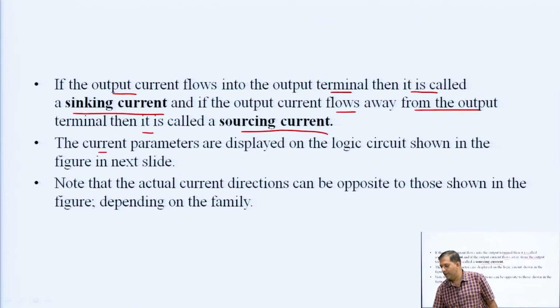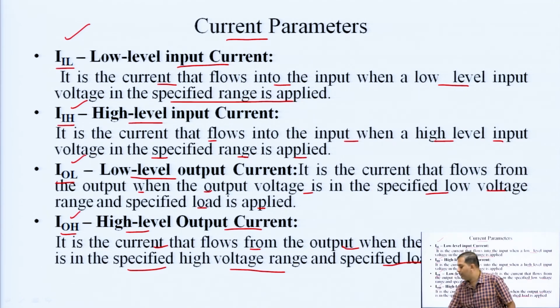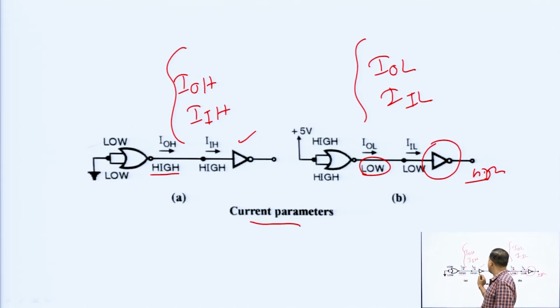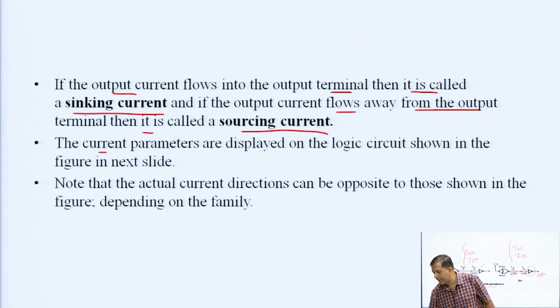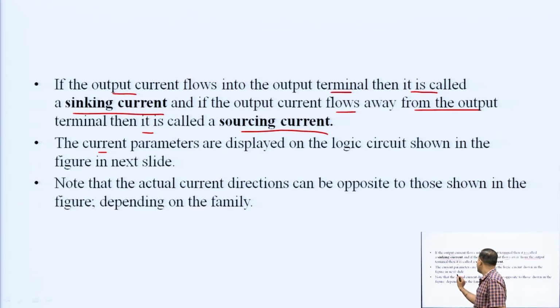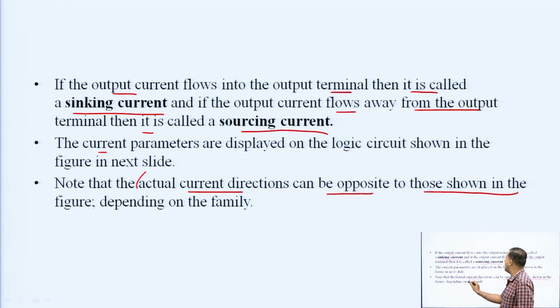Next, here one thing you have to notice is the direction of flow, that arrow you have to check. The actual current direction can be opposite to those shown in the figure depending on the family. So, we have different types of logic families like TTL, DTL, RTL, ECL, CMOS logic. For different logic, the direction of current will be different. So, with that it can be changed.